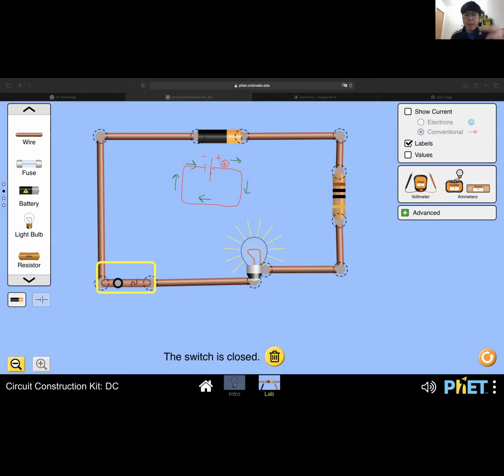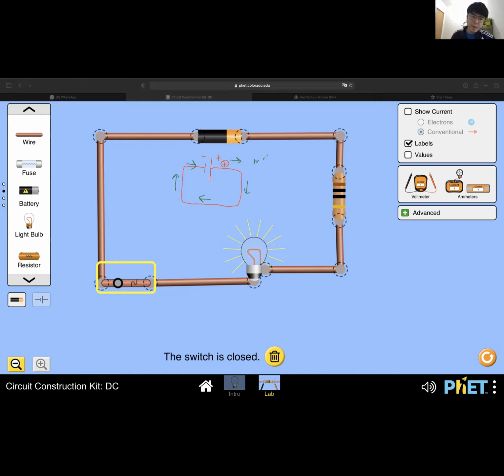Now remember, we describe current direction the same as the direction of a moving positive charge. Again, the positive charge moves clockwise. So we define that the current flow follows the direction of a positive charge. If the positive charge goes clockwise, then the current flow is also clockwise.